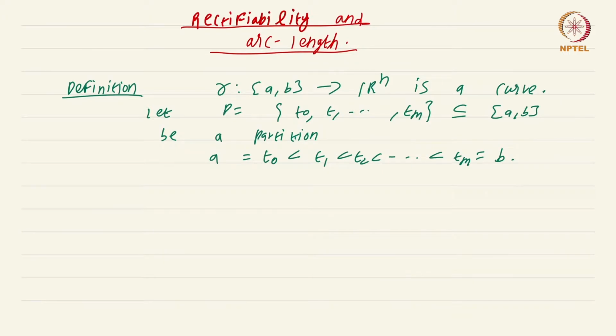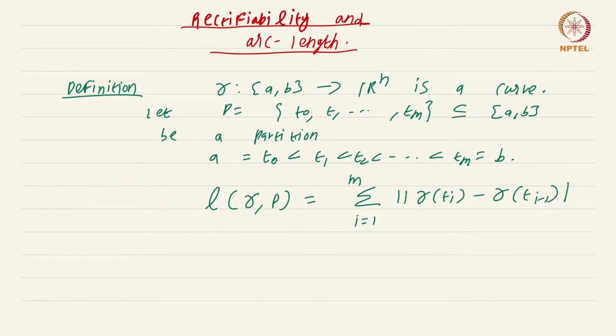Now we define the length of this curve gamma with respect to this partition P to be, as you expect, summation i running from 1 to m, the norm of gamma of Ti minus gamma of Ti minus 1. So this is nothing but the length of the polygonal path whose endpoints are determined by this partition. More precisely, the endpoints are gamma of Ti.